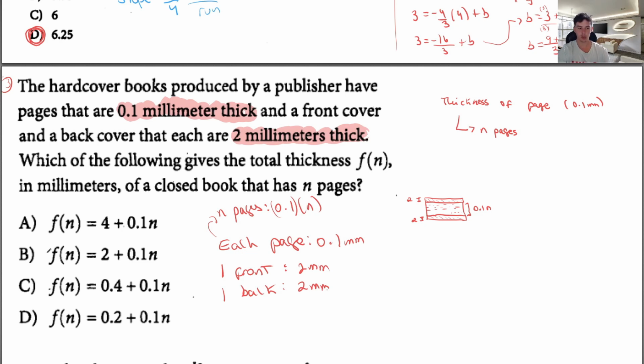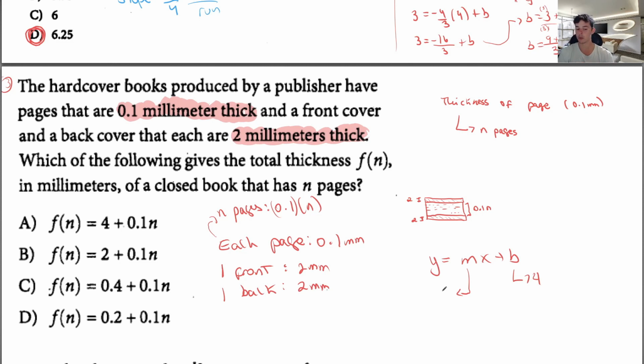We've got a total of 4, which is the initial value. It doesn't change. So if we have y equals mx plus b, we know that b is the initial value. In other words, it never changes. That's 4. That's 2 plus 2, front and back. The slope is the number of millimeters per page.